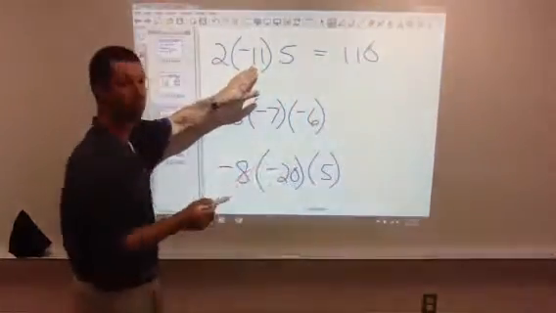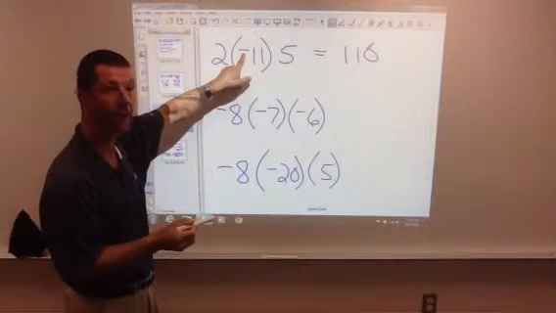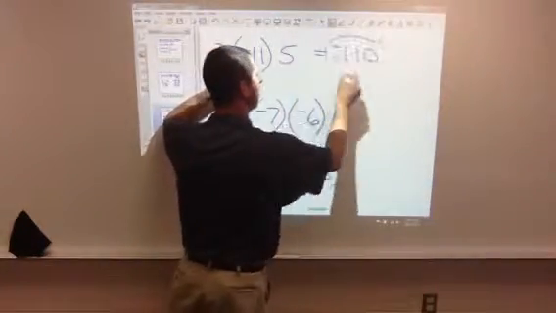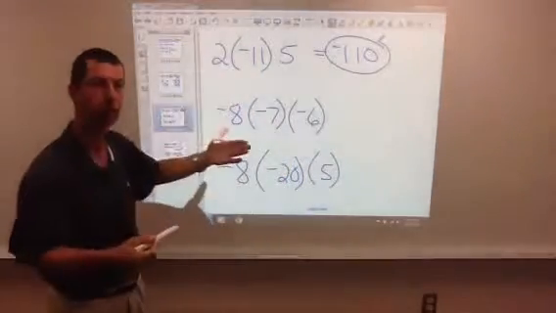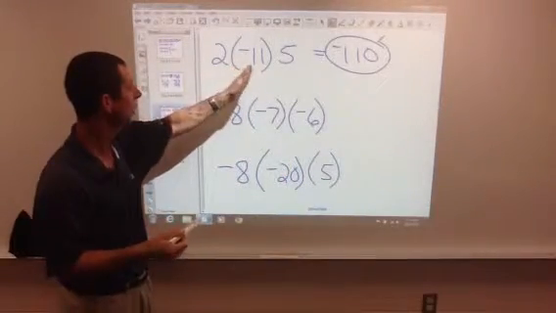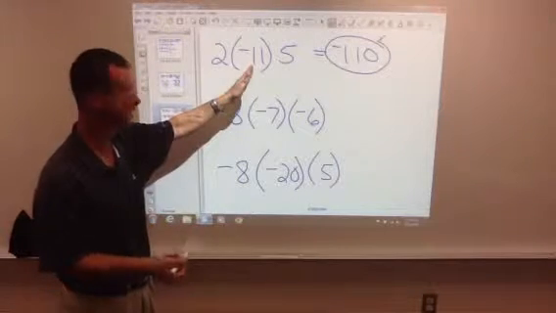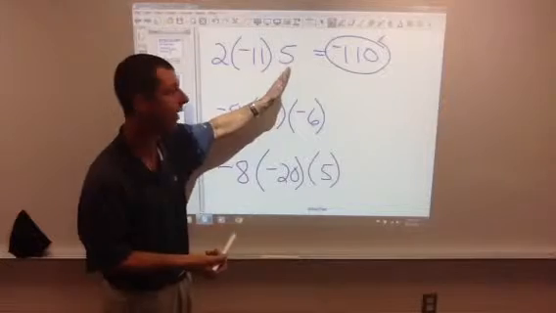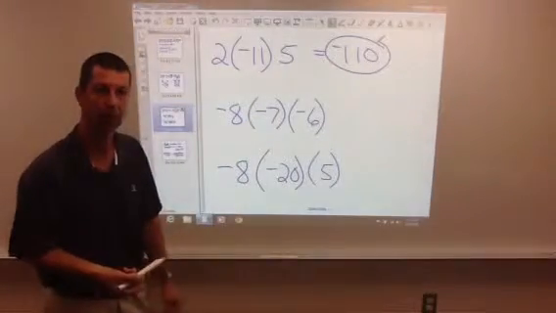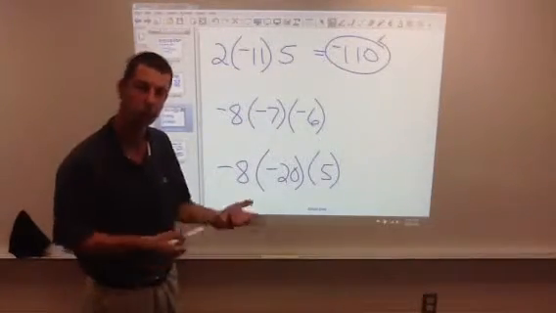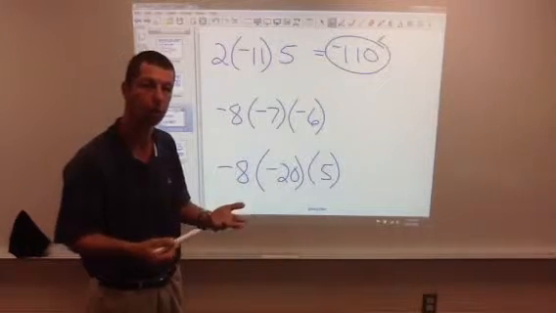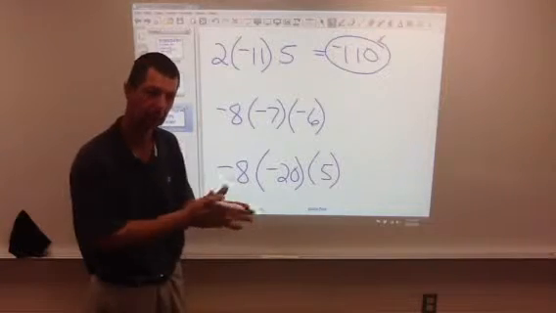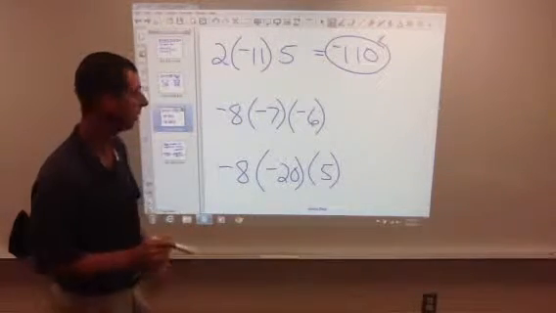Now I got to get the right sign. Okay, there's one negative number, so my answer is going to be negative, negative 110. Now, if you did it in order, 2 times negative 11 is negative 22. Then negative 22 times positive 5 is going to be a negative 110. So even though there's 3 integers involved, the order or the rule that they use does not matter as long as they do things correctly with it.